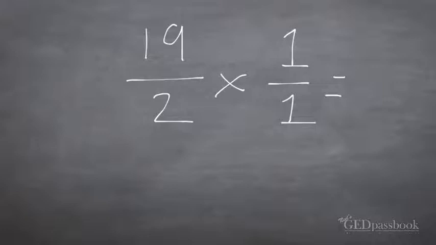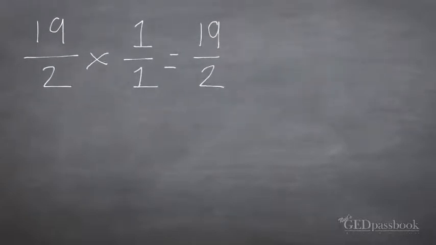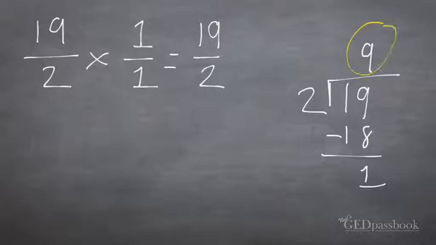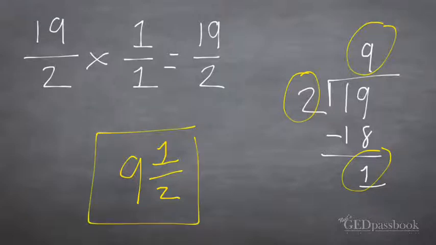What's 19 times 1? What's 2 times 1? Could that be simplified, or does that need to be converted to a mixed number? Yes, it does. It's an improper fraction. It needs to be converted to a mixed number. How many times does 2 fit into 19? 9, creating a remainder of 1. Get those 3 numbers: 9 and 1/2. Woo!